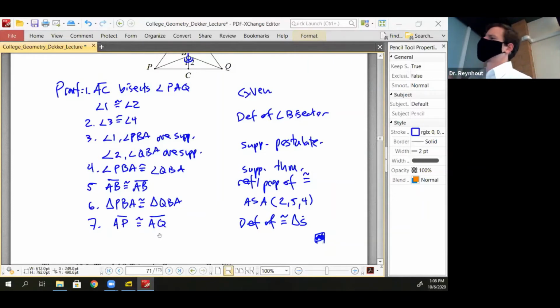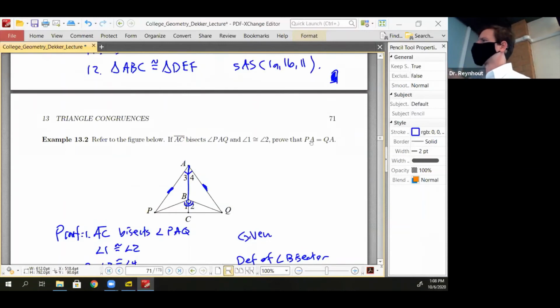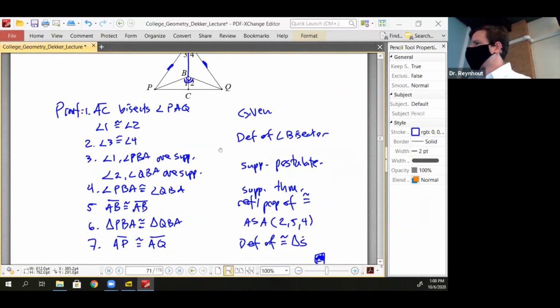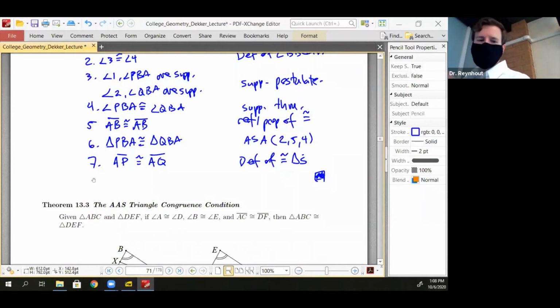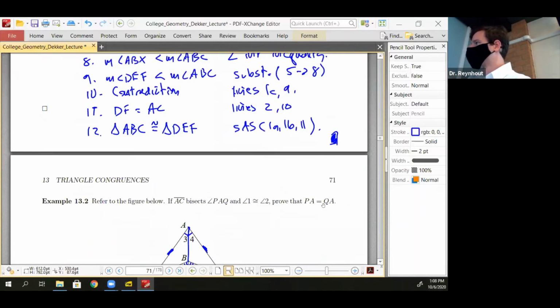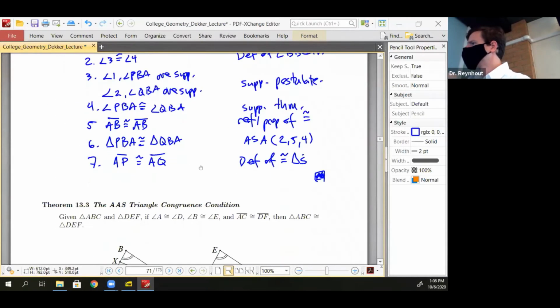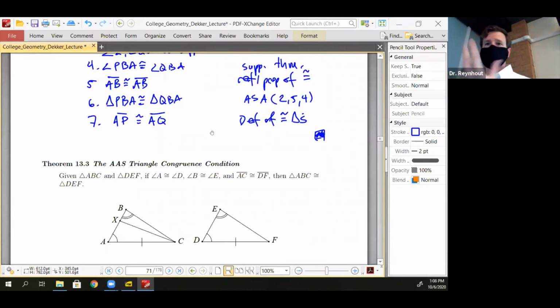So showing that AP is congruent to AQ is the same thing as showing that PA is equal to QA. So that's sufficient. If you wanted to take this one step further and say step 8 is that AP is equal to QA, PA is equal to QA, order doesn't matter there. That's fine. So do as you feel necessary there, but this is fine.